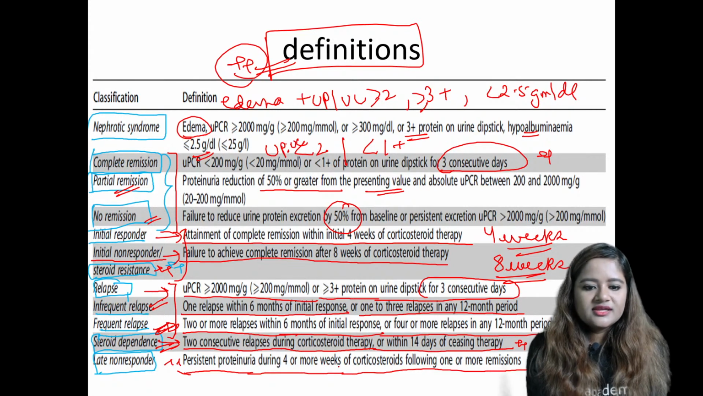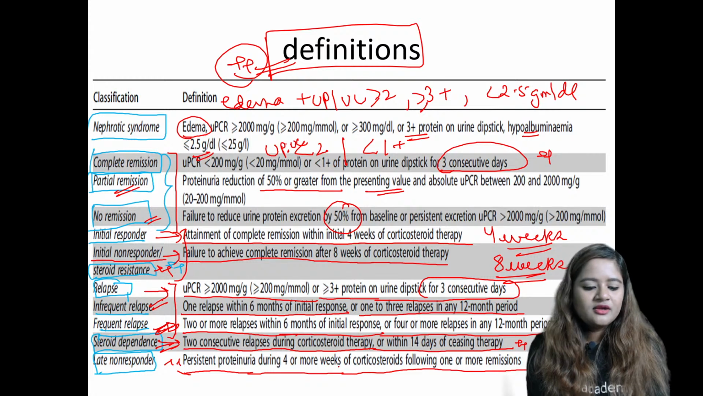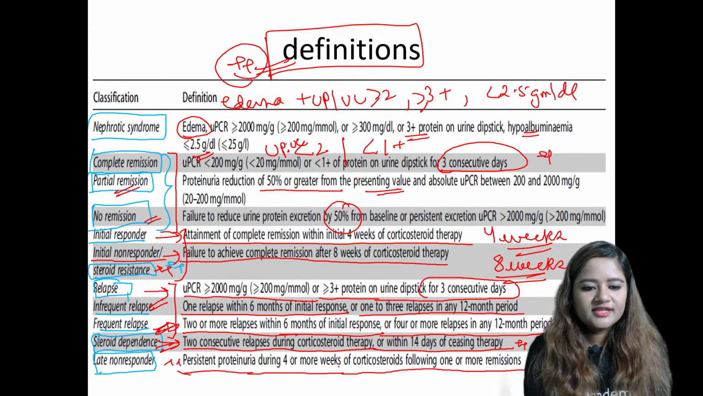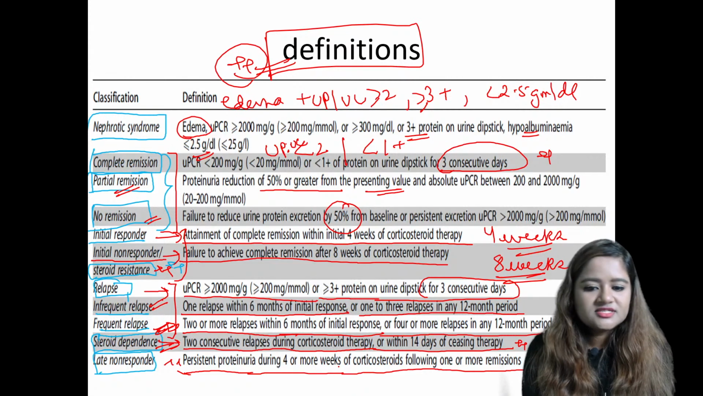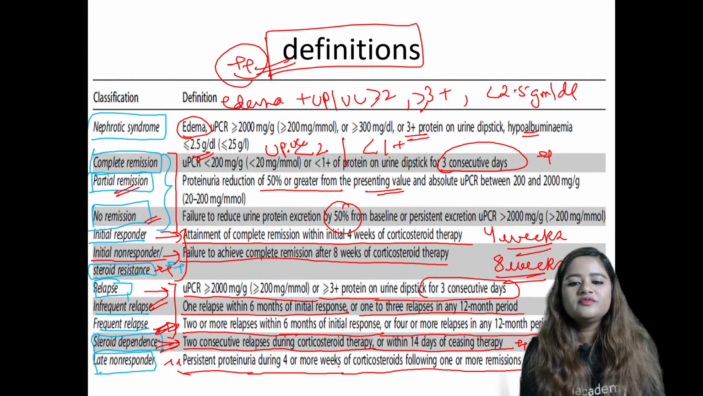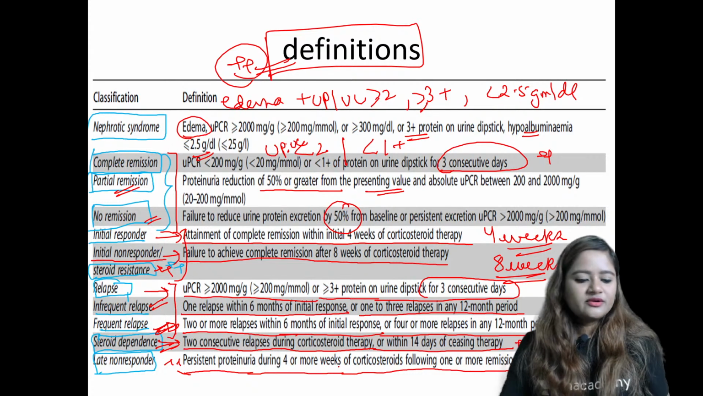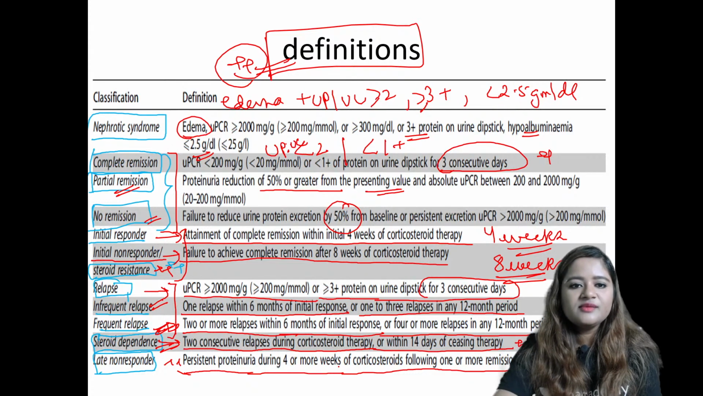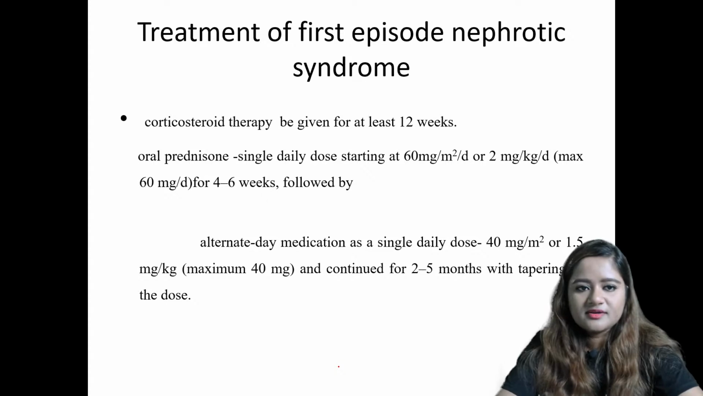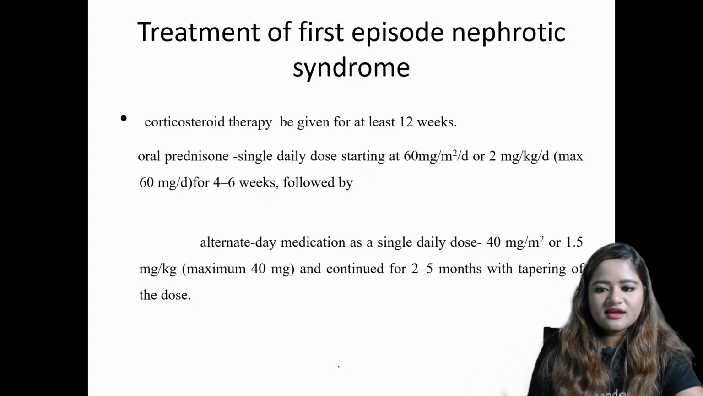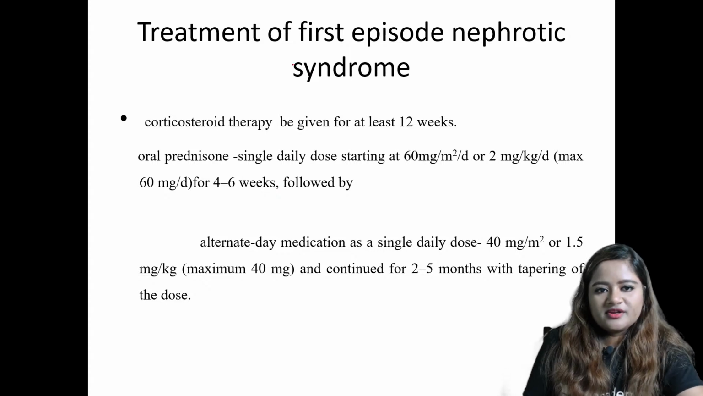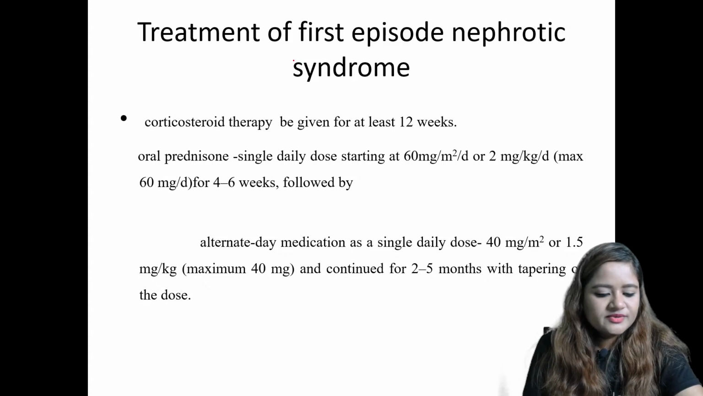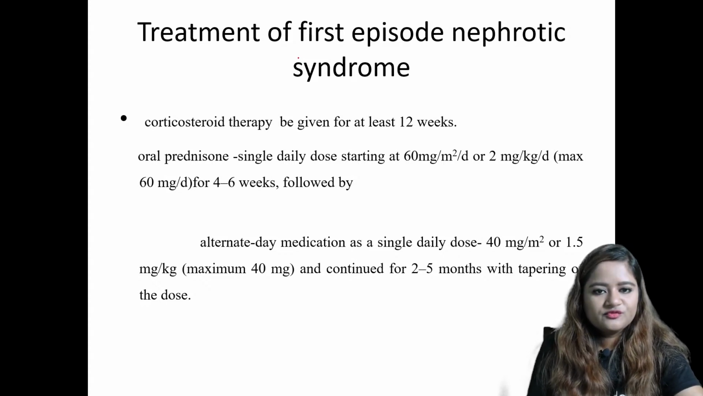Steroid dependence means if there are 2 relapses during therapy or within 14 days of stopping the therapy, that is steroid dependence. And late non-responder, if there is persistent proteinuria during 4 or more weeks of corticosteroid following 1 or more remissions. So these are very, very important definitions. Anything can be picked up in the exam. So please be thorough with these definitions, understand them, and that will be helpful for remembering them for a long time. Okay, so we have seen the clinical approach, we have seen everything, etiology, pathophysiology.